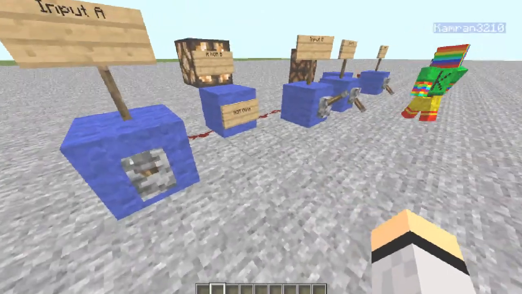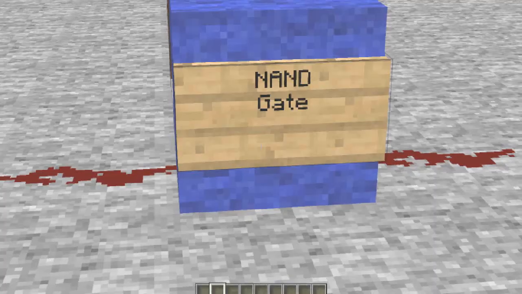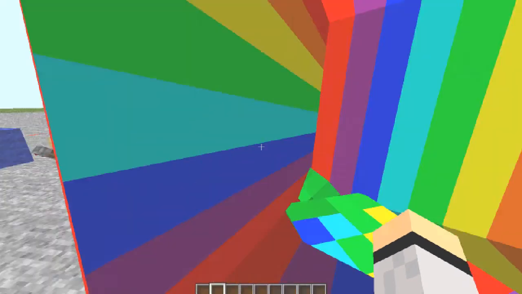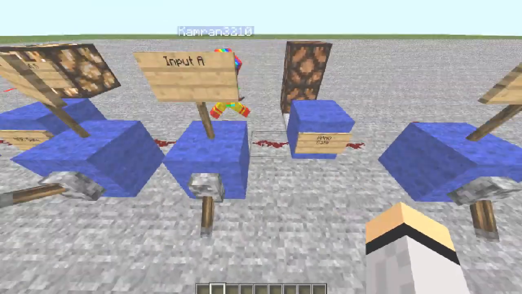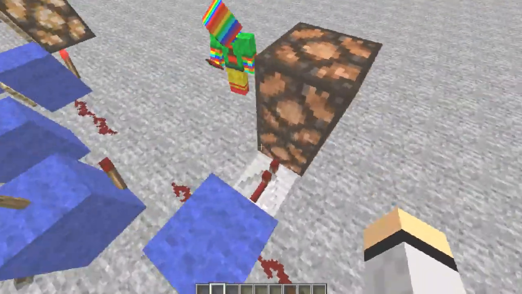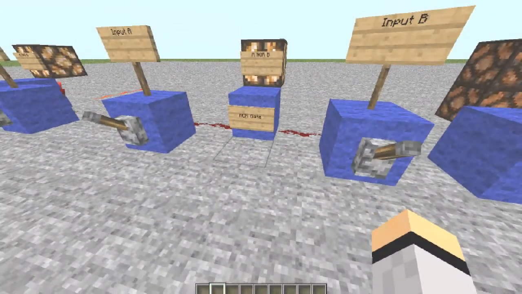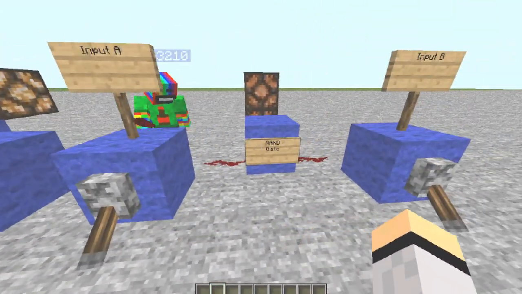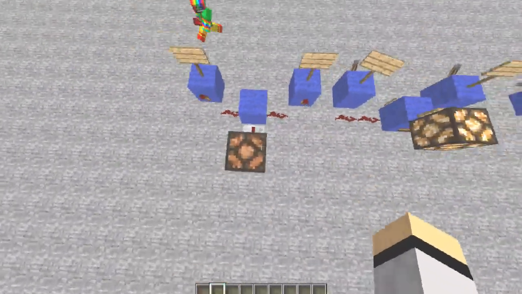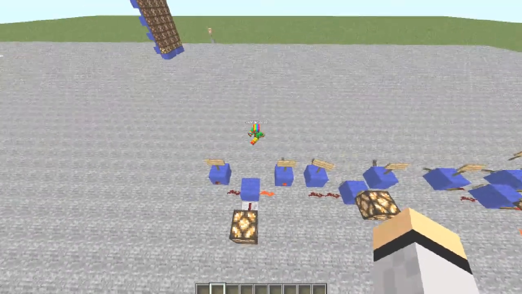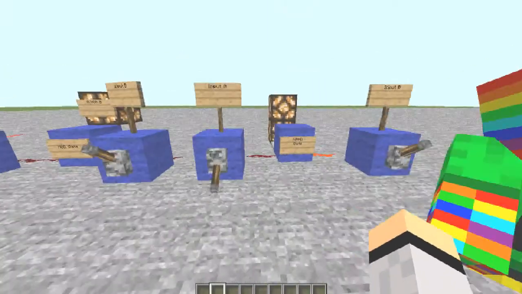Okay, so the next one is a NOT AND, or a NAND gate. This one is pretty much like an AND, except instead of a torch, it's a repeater, and on this one, instead of a repeater, it's a torch. So you have a torch feeding into a block like before, and a repeater. When they're both on, it's off. When they're both off, it's on.